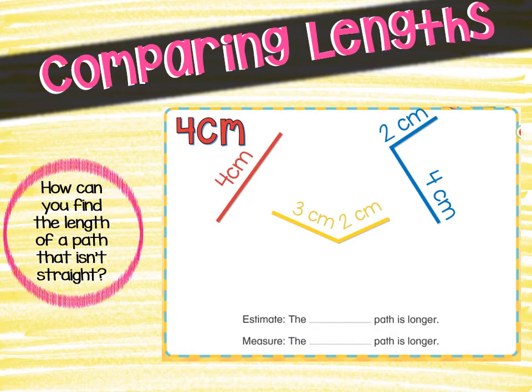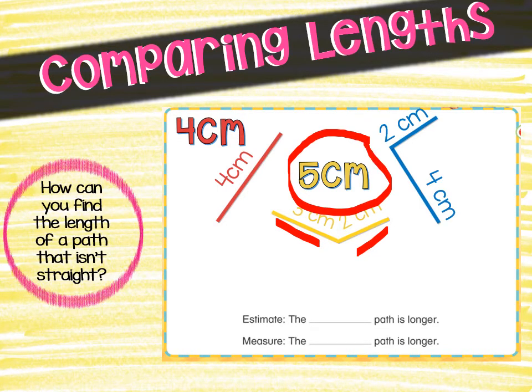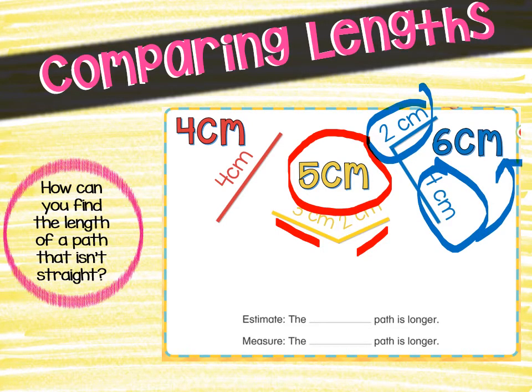So the pink path was 4 centimeters long. We know that because it was only one straight line. The yellow path is 5 centimeters because 3 plus 2 is 5. The blue path is 6 centimeters because 2 plus 4 is 6. So, which path is the longest? The blue path is longest because the blue path is 6 centimeters.